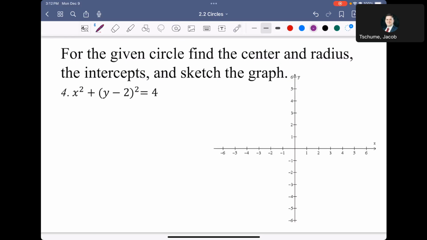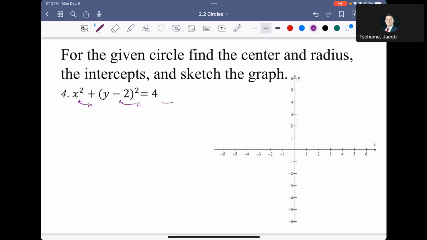So let's go through this again. Remember, h comes from the x, k comes from the y, and the radius comes from your r squared value. So for my center, which is (h, k), this is going to be equal to, there is no value with x, so that's understood to be 0. And since there is a minus already built in, your k value will be 2. For the radius, which is your r value, just remember to take the square root of your r squared. So the square root of 4 would give you a radius of 2.